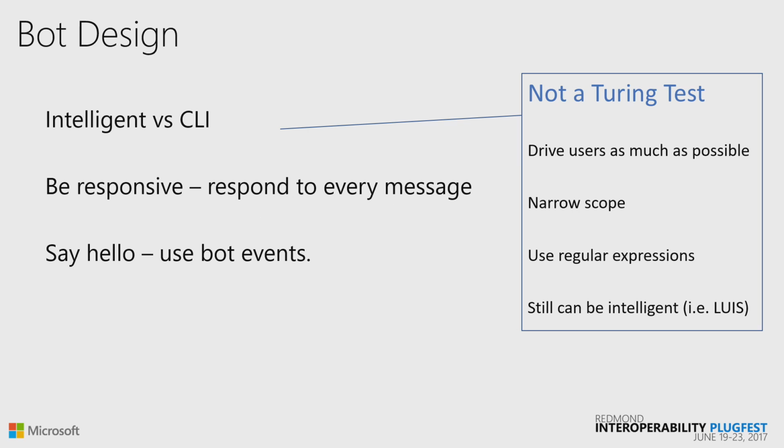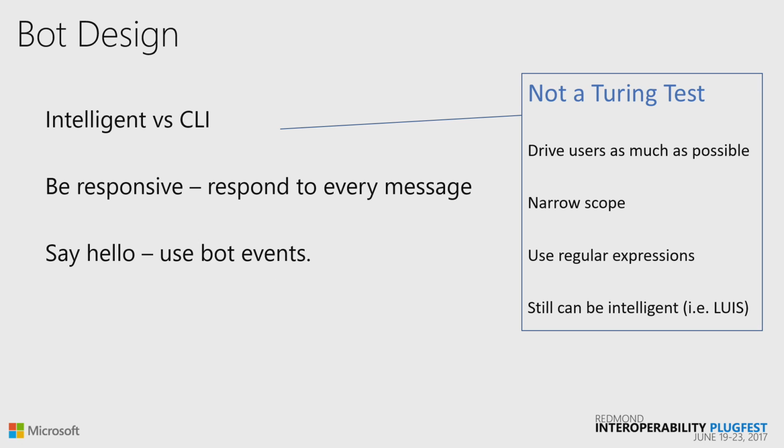Okay, so just to step back a little bit, you'll learn a lot about bots later, but just to give a brief overview: when you're designing your bot, decide how intelligent you want it to be. It can be just a command line interface if that's really what you need for your app, or it can be a little more intelligent, but you're not trying to pass a Turing test. That's a key thing, and you'll find out a lot more detail about what that means and how you do that when we talk about the bot framework.